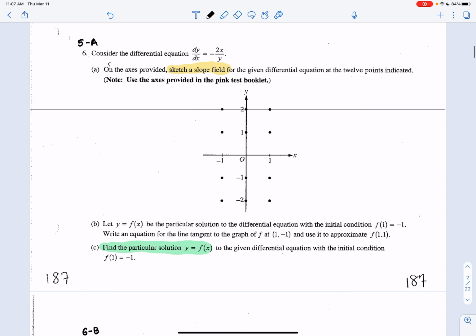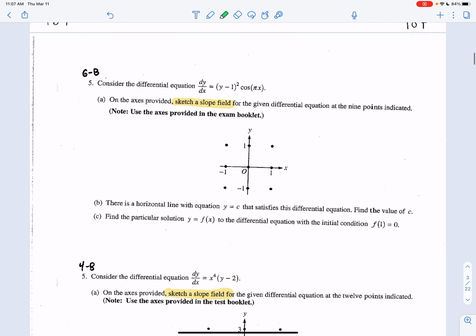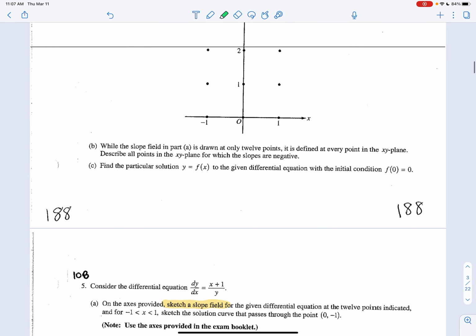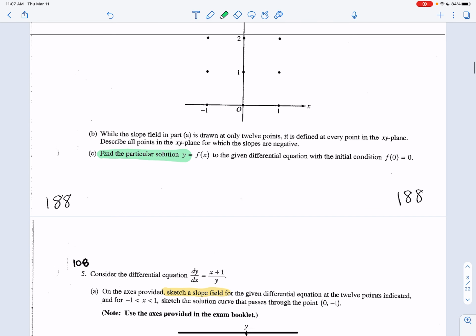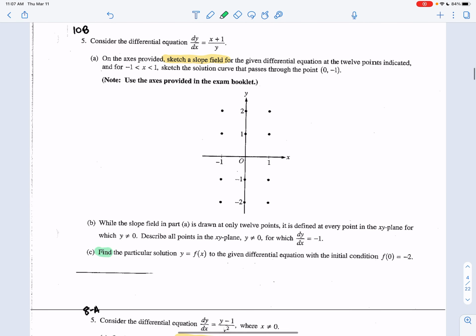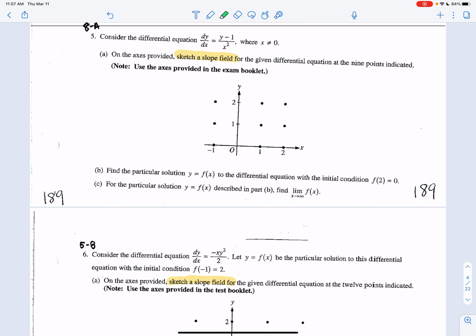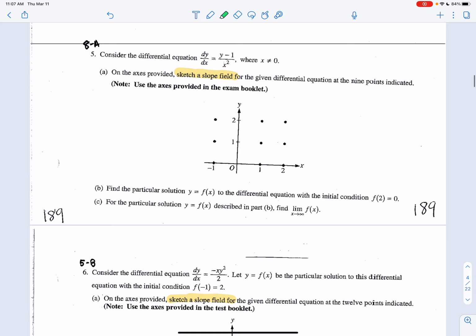So be careful with where you highlight. 2006 in part C, they ask you to find the particular solution again. Again in part C here. Here. So in 2008 Form A, notice how it's actually part B here because they ask you to find the particular solution. And it's not necessarily part C because it's asking you to find something else. Here it's a limit.